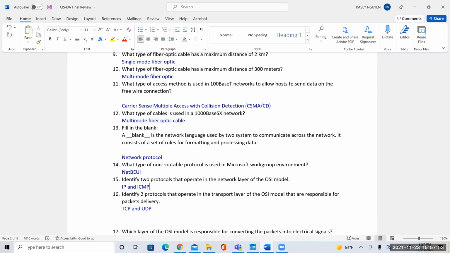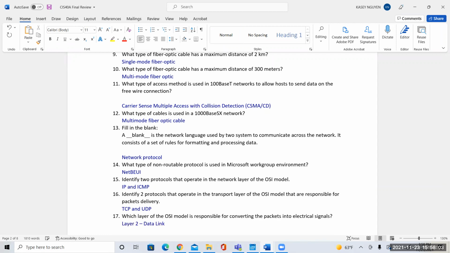There are other protocols. I think in the notes, I included a list of protocols for each of the layers. You see a picture of it. Make sure that we remember this for network class.